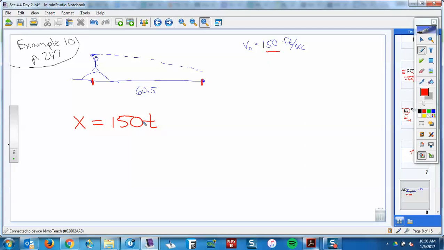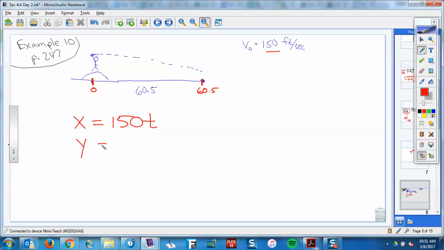So this is going to be X equals 0, and this is going to be 60.5 right here. This is like our origin, maybe your y-axis right here. So it'll be 150 feet after 1 second, 300 feet after 2 seconds, which obviously it doesn't take that long to get to the plate. So we're talking less than a second here. But that's going to be our X equation, so pretty easy to figure.